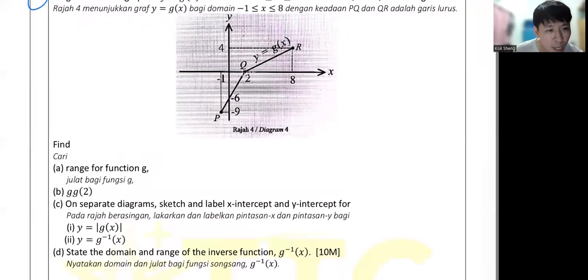You can start the question A. Find the range for function g. They're working right here.